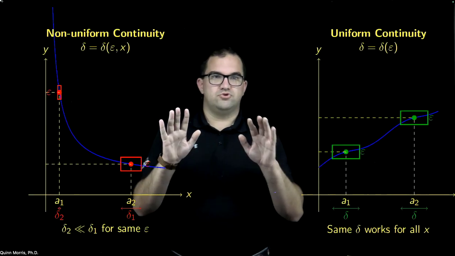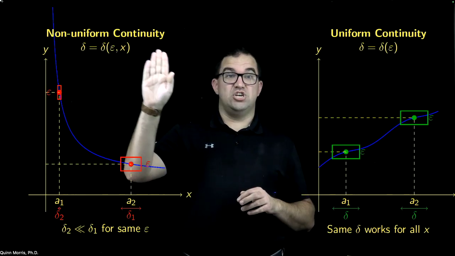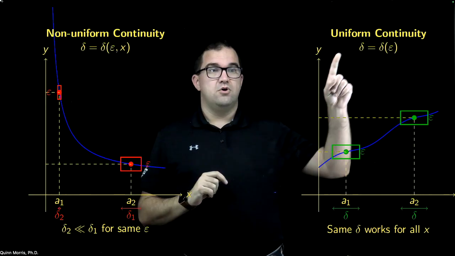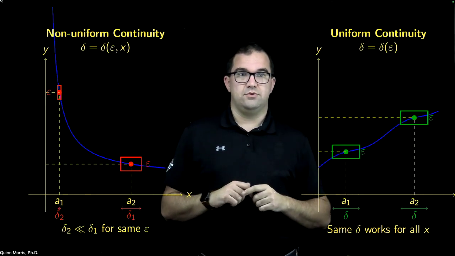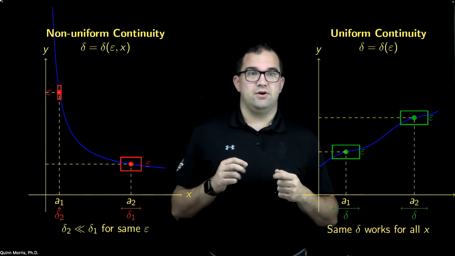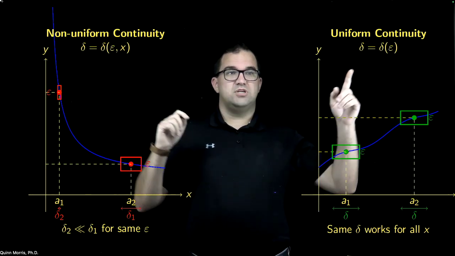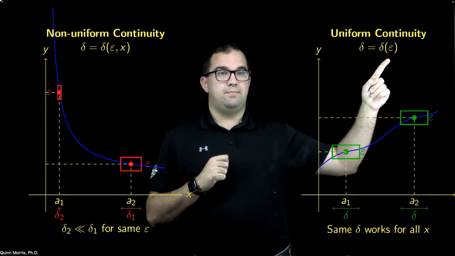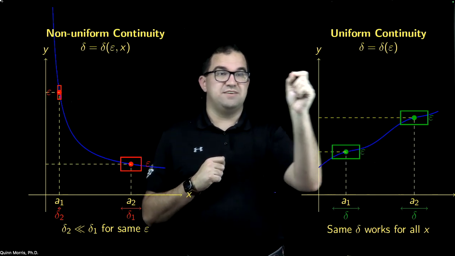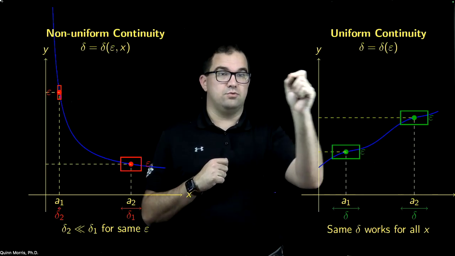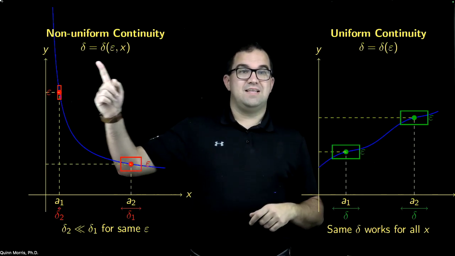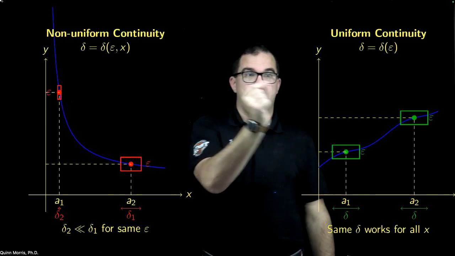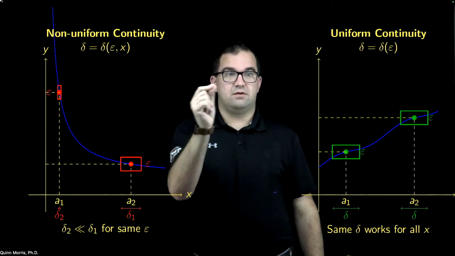So let's contrast what it might look like for a function that is continuous but not uniformly continuous, versus a function that is uniformly continuous. Again, the main idea is that for a function that is uniformly continuous, I need to pick a delta that only depends on epsilon and not on the specific point that I'm looking at in terms of continuity. For a function that is not uniformly continuous, my delta is going to change as I change the point that I'm looking at continuity about.